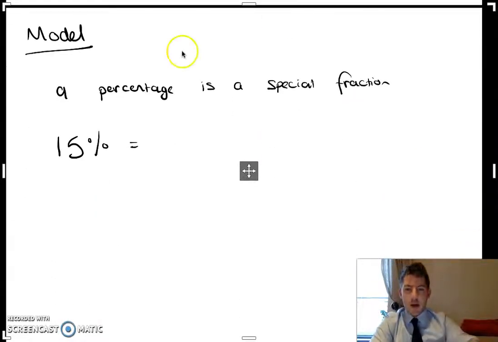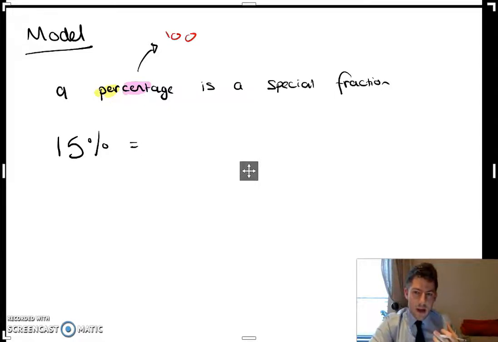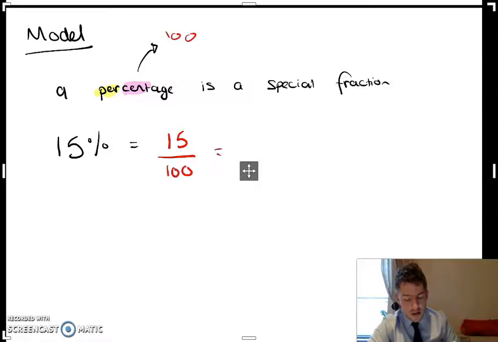So a percentage is just a special fraction. When you see "per", it's like per apple, per banana, per cake, and "cent" is a Latin word for 100. So it's per 100. So when we say 15%, it's 15 per 100. You can write it as a fraction over 100, and that equals 0.15. That's what we're looking for with percentages.